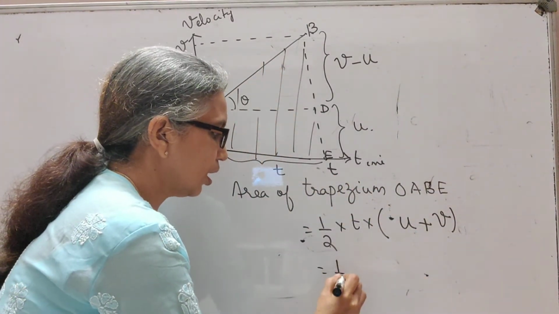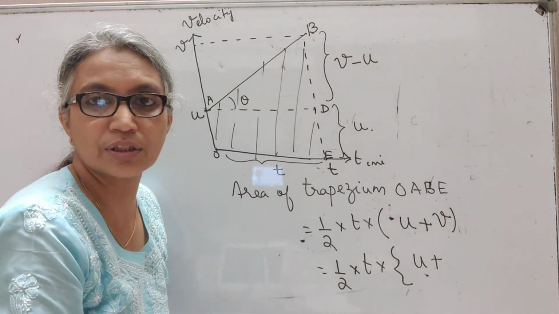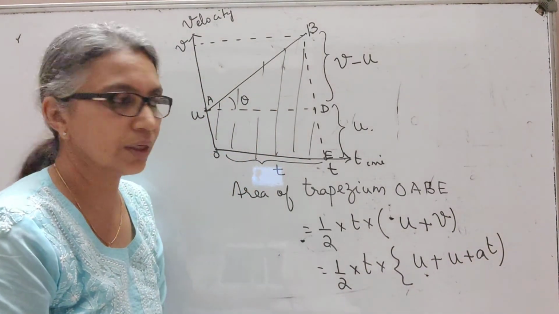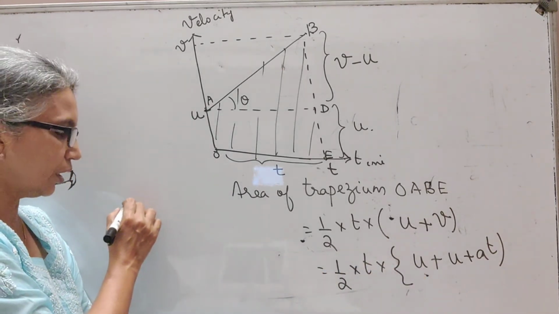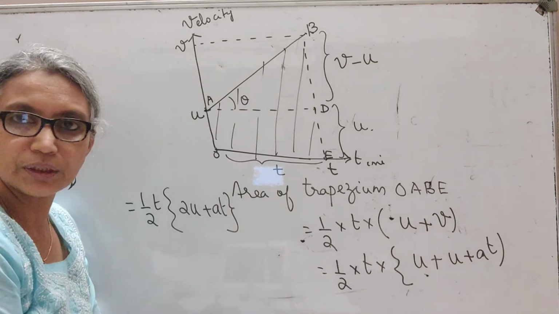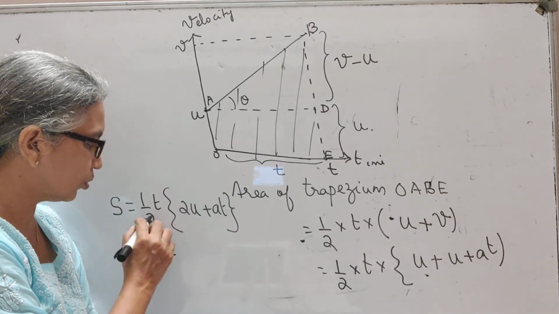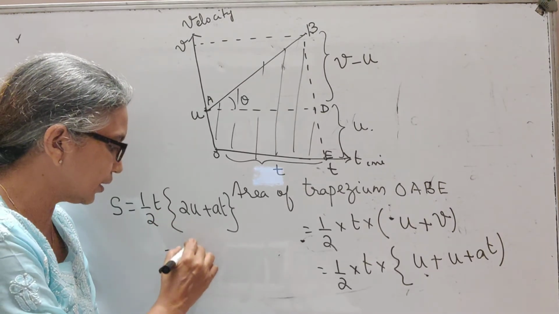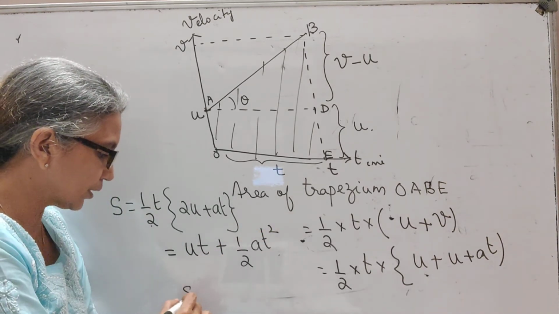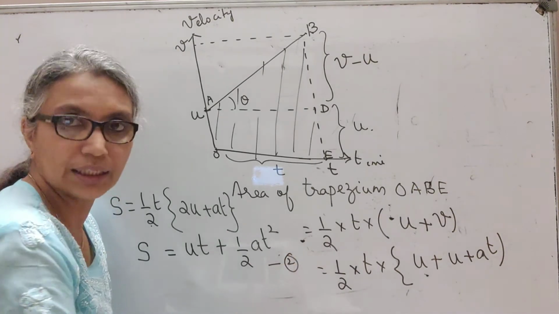And I am now going to substitute half into t into bracket u plus v. We just derived the first equation, v equal to u plus at. So instead of v I am going to write here u plus at. Now from here I can say this is going to be equal to half t bracket 2u plus at. The area of the trapezium gives you the displacement of the particle s. So this is equal to, if I open the brackets, this 2 and this 2 will get cancelled. ut plus half t into at will be half at square, or s is equal to ut plus half at square, which is your second equation.